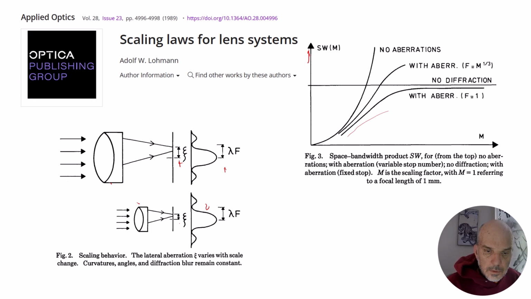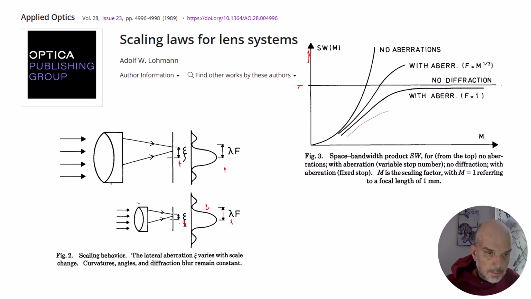And so when the scale is small enough, the diffractive blur is larger than the geometric blur, and diffraction dominates. But as the scale increases, the geometric blur gets larger than the diffractive blur, and diffraction doesn't matter anymore at some point, and the lens capacity does not increase as you increase scale, suggesting that there would be some maximum space bandwidth product one could achieve in imaging systems.